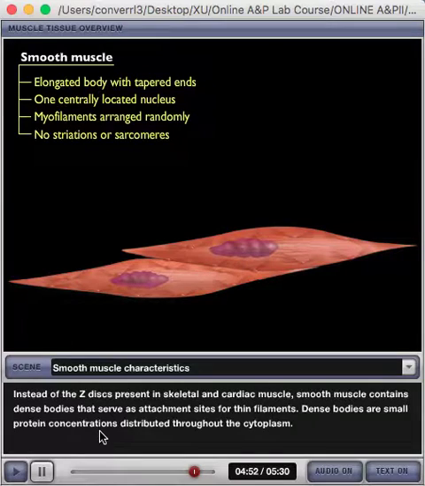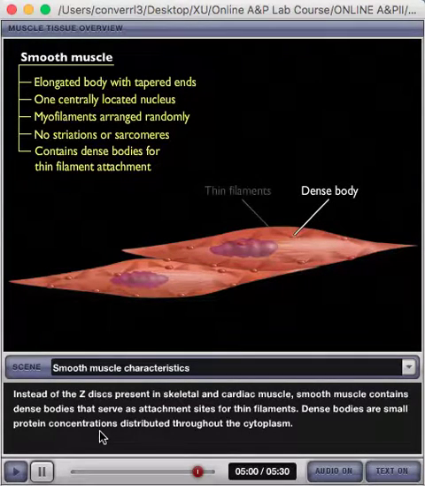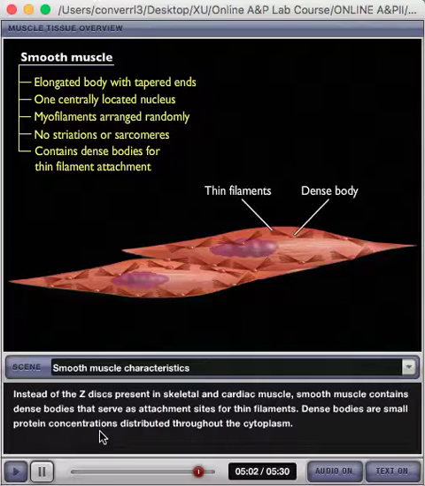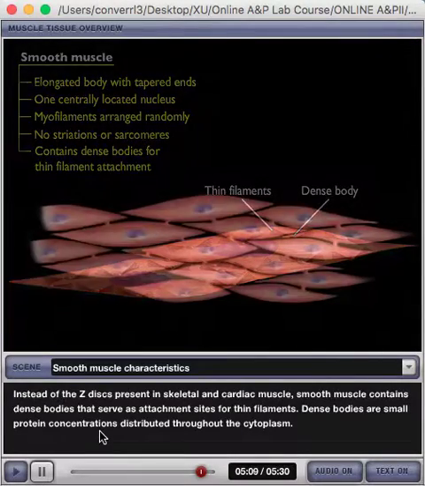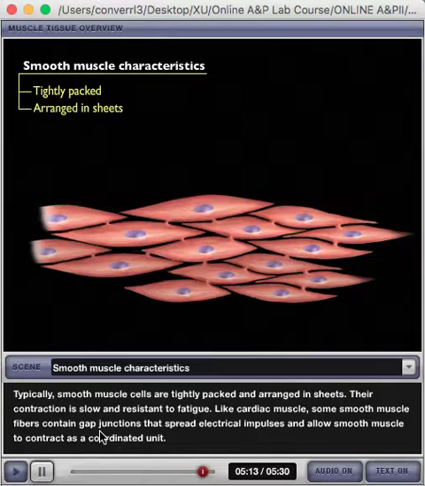Instead of the Z discs present in skeletal and cardiac muscle, smooth muscle contains dense bodies that serve as attachment sites for thin filaments. Dense bodies are small protein concentrations distributed throughout the cytoplasm. Typically, smooth muscle cells are tightly packed and arranged in sheets. Their contraction is slow and resistant to fatigue.